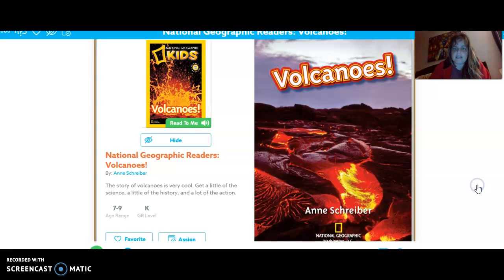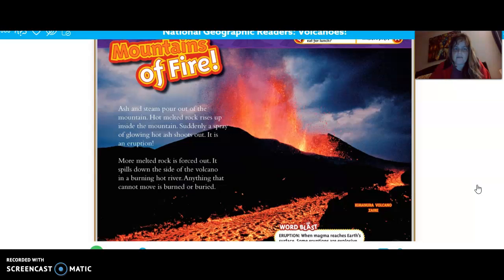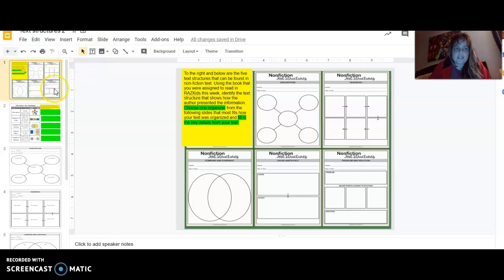So this is called Volcanoes. Now, as I'm reading this, I'm going to be thinking, what is the text structure? And let's quickly review what text structures are. So this is your assignment that you're going to be opening up today. And it says, to the right and below are the 5 text structures that can be found in nonfiction text. Using the book that you were assigned to read in RazKids this week, identify the text structure that shows how the author presented the information. Choose one organizer from the following slides that most fits how your text was organized and fill in the key details from the text.